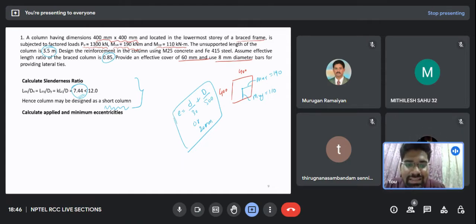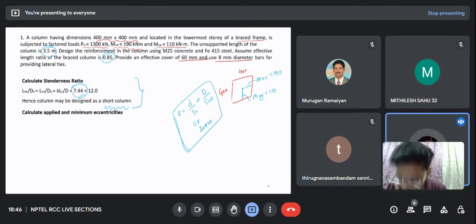That is fine. That is the accidental eccentricity, and both of them would be the same because this is a square cross section. What I am saying, just 0.05D. If any of them is greater than 0.05D, then we'll go for biaxial bending.